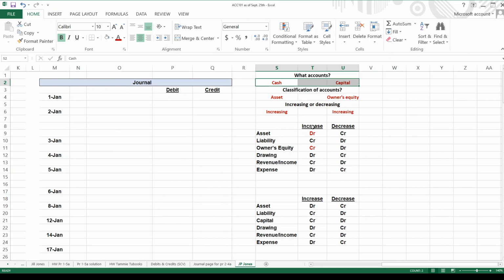On January 1, it says J.P. Jones invests additional personal funds in the business, $40,000. So the 2 accounts in play are cash and capital, which is the name for owner's equity in a sole proprietorship. Next question: what is the classification? Cash is an asset and capital is owner's equity, which I use interchangeably.